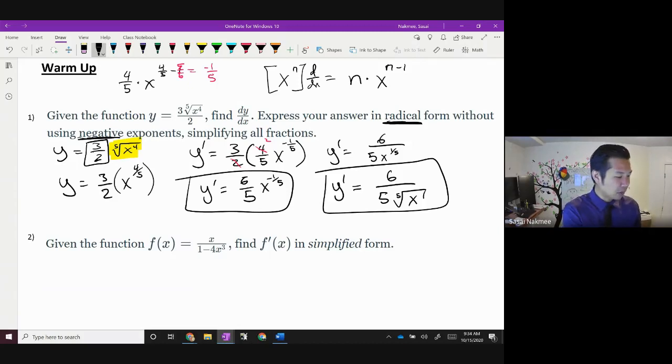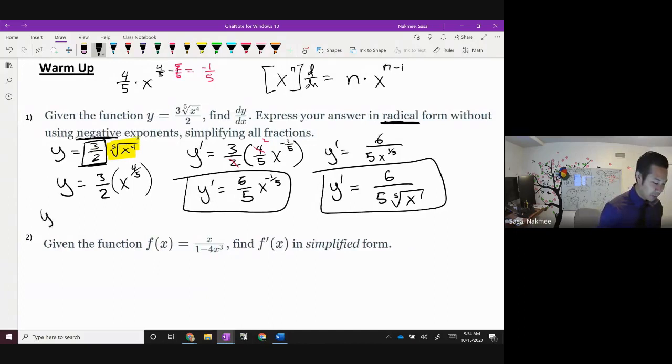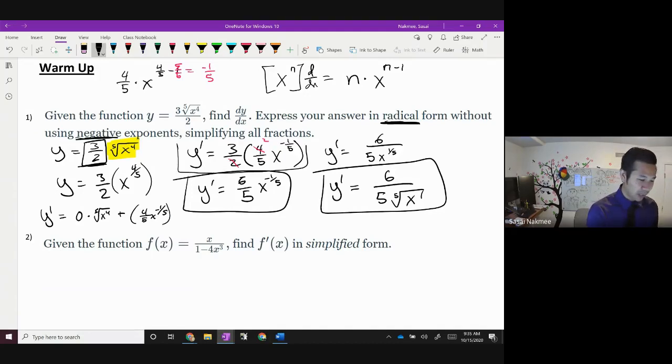If you do the product rule, where you do the derivative of the first times the second plus the derivative of the second times the first, what's the derivative of a constant? What's the derivative of 3/2, right? It would just be 0. So when you do the product rule, you actually would end up with 0 times the second function, right? Plus the derivative of the second function, which is this guy over here, the 4/5 x to the -1/5, times the first, which is 3/2, which is what we got over here, right? Which is what we got.